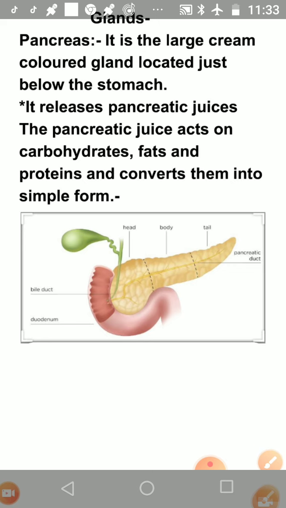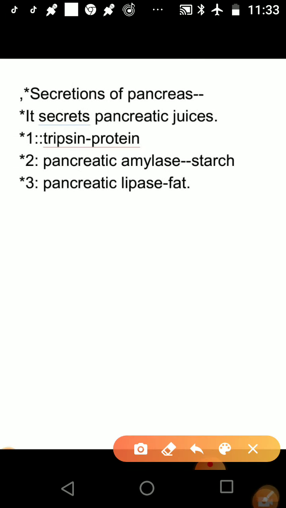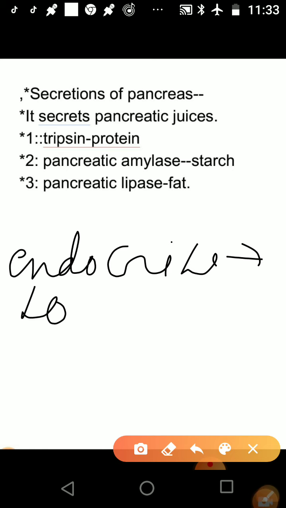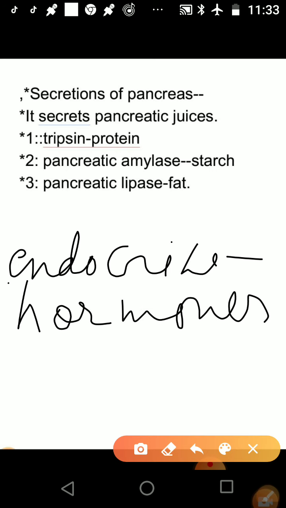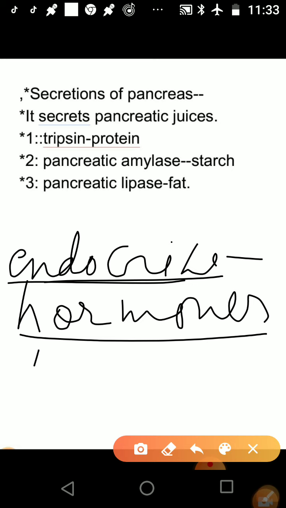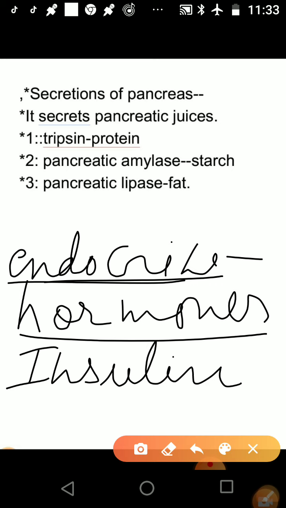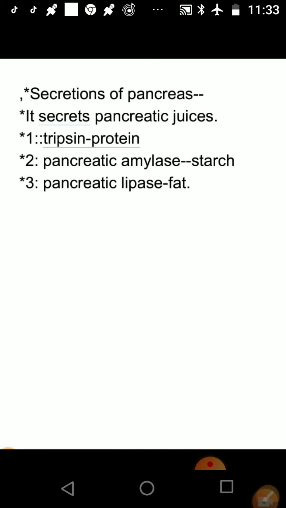Now I would like to tell you what further things are released by the pancreas. First I would like to tell you about the endocrine and exocrine. Let me clear about this. Endocrine means the gland which releases hormones. So these endocrine glands release hormones, and that hormone is actually known as insulin. Okay, this is the endocrine part of the pancreas, and this pancreas again acts as an exocrine gland.